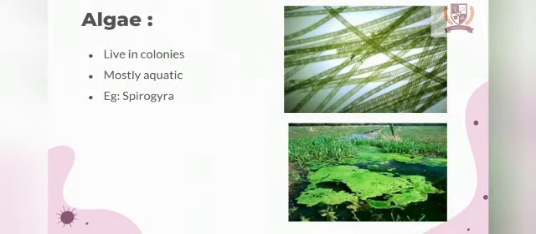Let's now look into algae. Algae are simple plant-like organisms which are mostly aquatic in nature, which means they are mostly found in water. Algae contain chlorophyll pigment in them, and yes, you guessed it right, they prepare their own food. They are autotrophs just like plants. Apart from this, algae live in colonies. They never live alone. Some of the most common types of algae are found over the water bodies as slimy green patches. Spirogyra, diatoms, and seaweed are some of the common examples of algae.